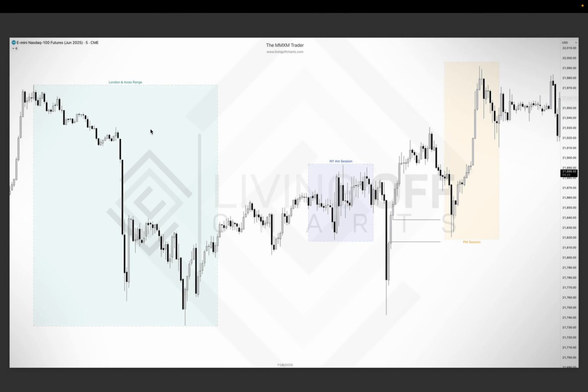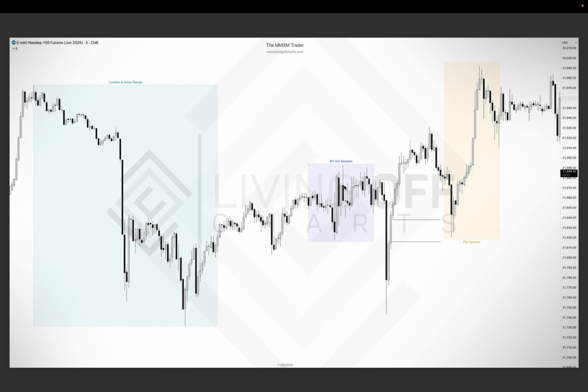Okay, so here's an example of when London and Asia's range is extremely large. As you can see in this move here, you see London and Asia, you had this massive move down. This is huge. What ends up happening in New York is you end up seeing a chop fest, right? This is 8 to 11. So just by looking at the previous session's price action, you can determine the next session's characteristic, right?